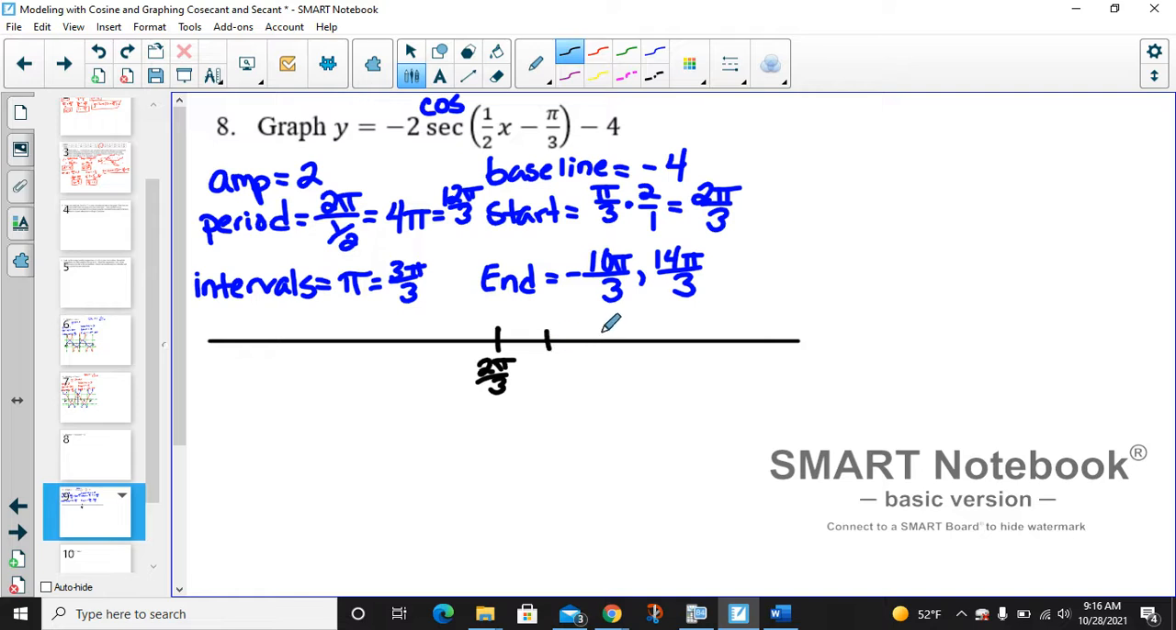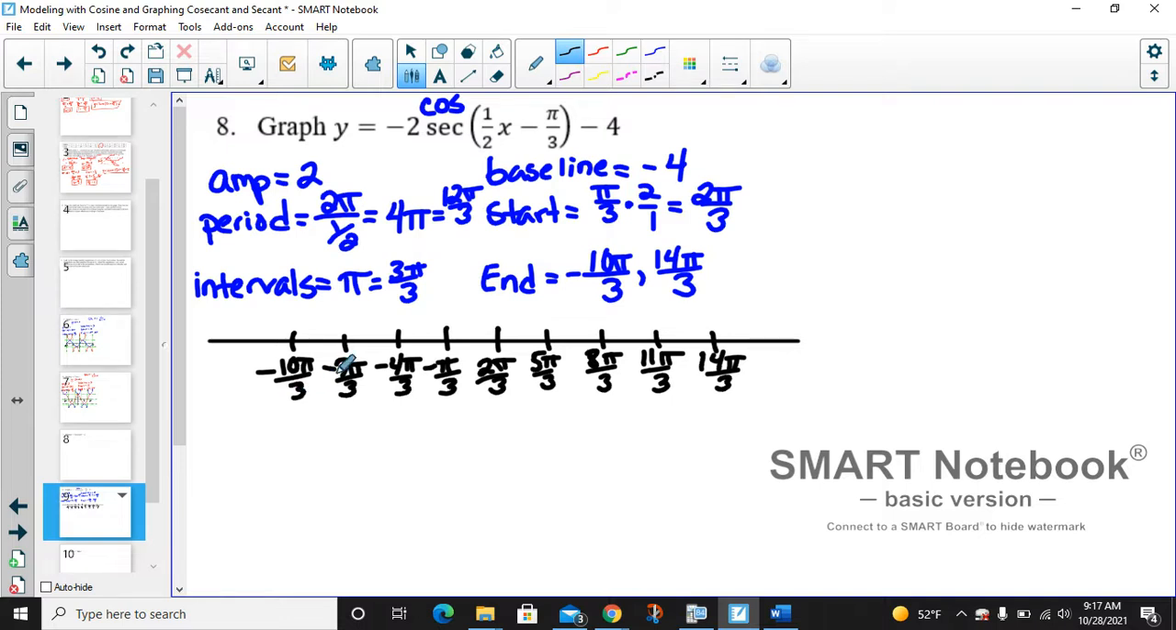Then I will have 1, 2, 3, 4 tick marks to the right, and 1, 2, 3, 4 tick marks to the left. Of course, as I go to the right, I add my intervals. So this would be 5 pi over 3, 8 pi over 3, 11 pi over 3, and 14 pi over 3, which matches up there, so I'm good. As I go to the left, I keep subtracting my intervals. So here, -pi over 3, -4 pi over 3, -7 pi over 3, and -10 pi over 3.